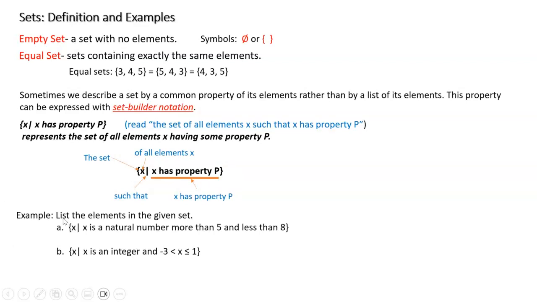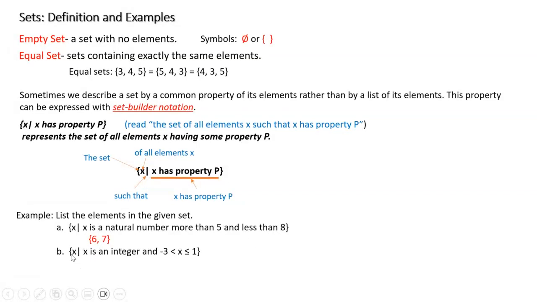Example. Now here it says to list them. It says list the elements in the given set. The set of x such that x is a natural number more than 5 and less than 8. So how do we list them? It's going to be 6 and 7. Because a natural number more than 5 doesn't mean it's equal to 5, just more than 5 and less than 8. So the answer would be the set 6, 7.